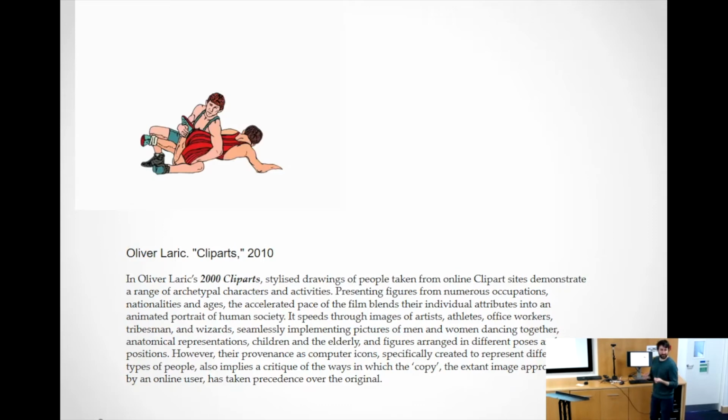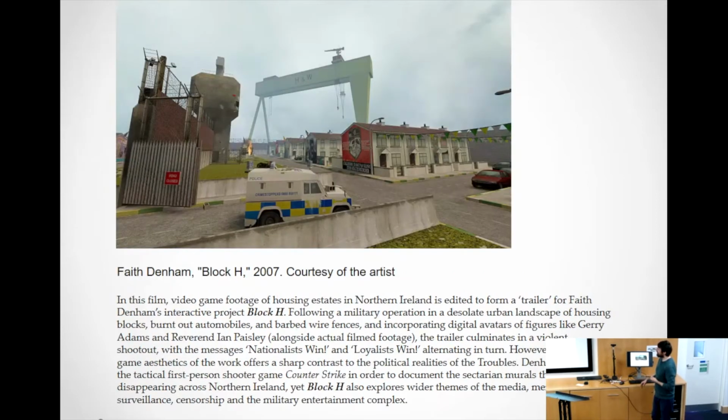kind of little clip art figures, where he would show 2,000 of these in half-second clips, and you get this quite strange animation that shows, I guess, the variety of stereotypes or tropes that can be used. To Faith Denham, who used video game technology to map out, and also I think to preserve murals that were painted in sectarian regions of Northern Ireland. She used this Counter-Strike first-person game for that.